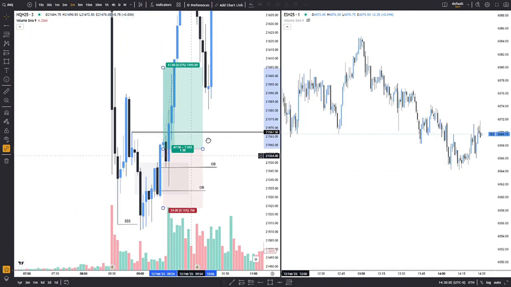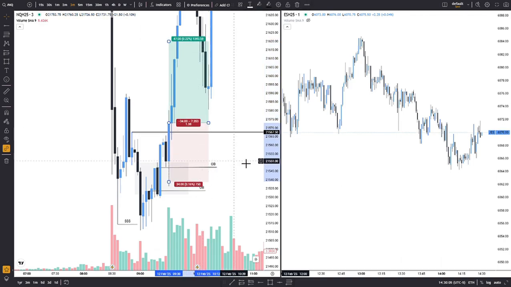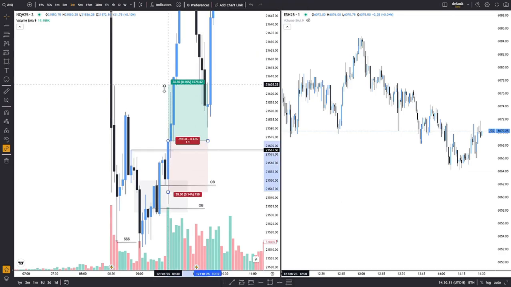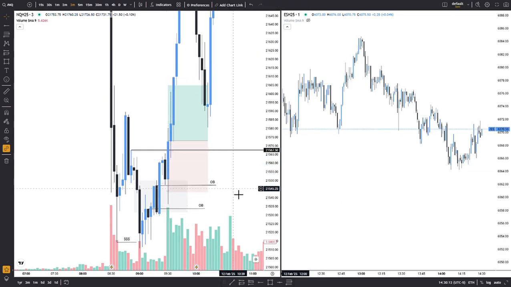Now, here, I should have put another entry right here with my stop below this order block and my TP right here, which will make me go for a 1 hour. Now, this isn't my model, but I would take it if I saw it.